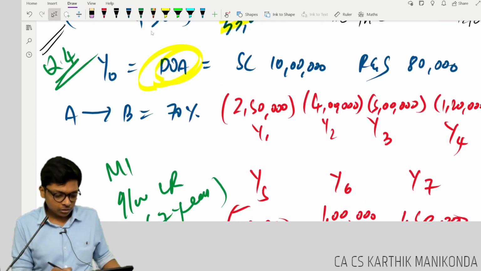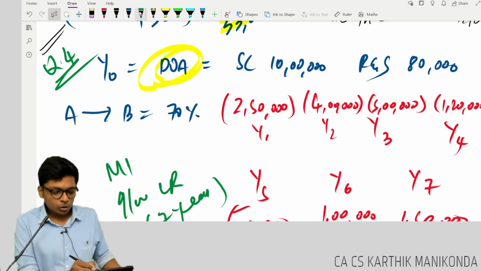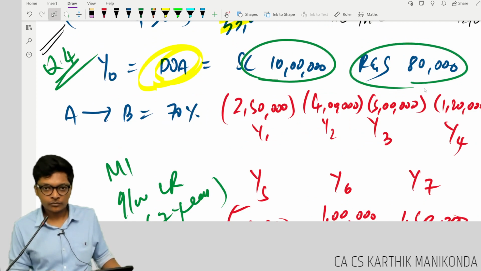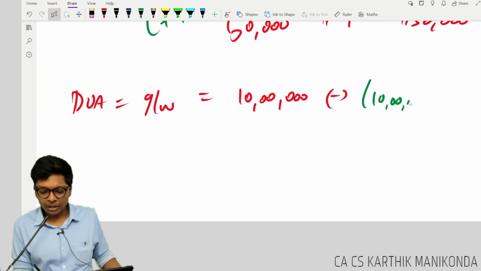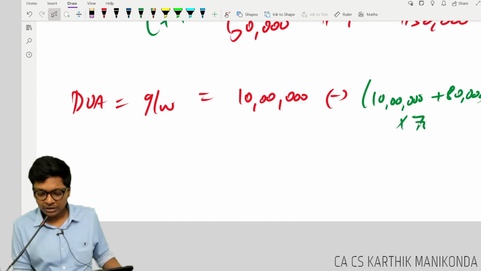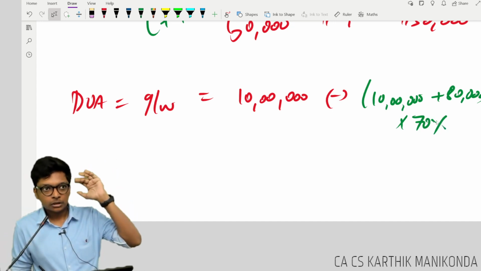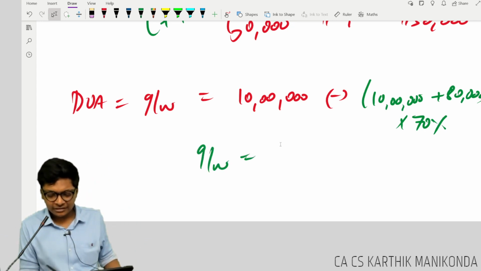What I got? Your investment also is 10 lakhs. What you got is 10 lakh plus 80,000. Correct? This time again we should not make the mistake. What you got is 10 lakh plus 80,000 into 70%. How many of you forgot 70%? Yes, remember 70. So goodwill or capital reserve is coming up. Goodwill only, you can look at the computation. How much is coming, guys?